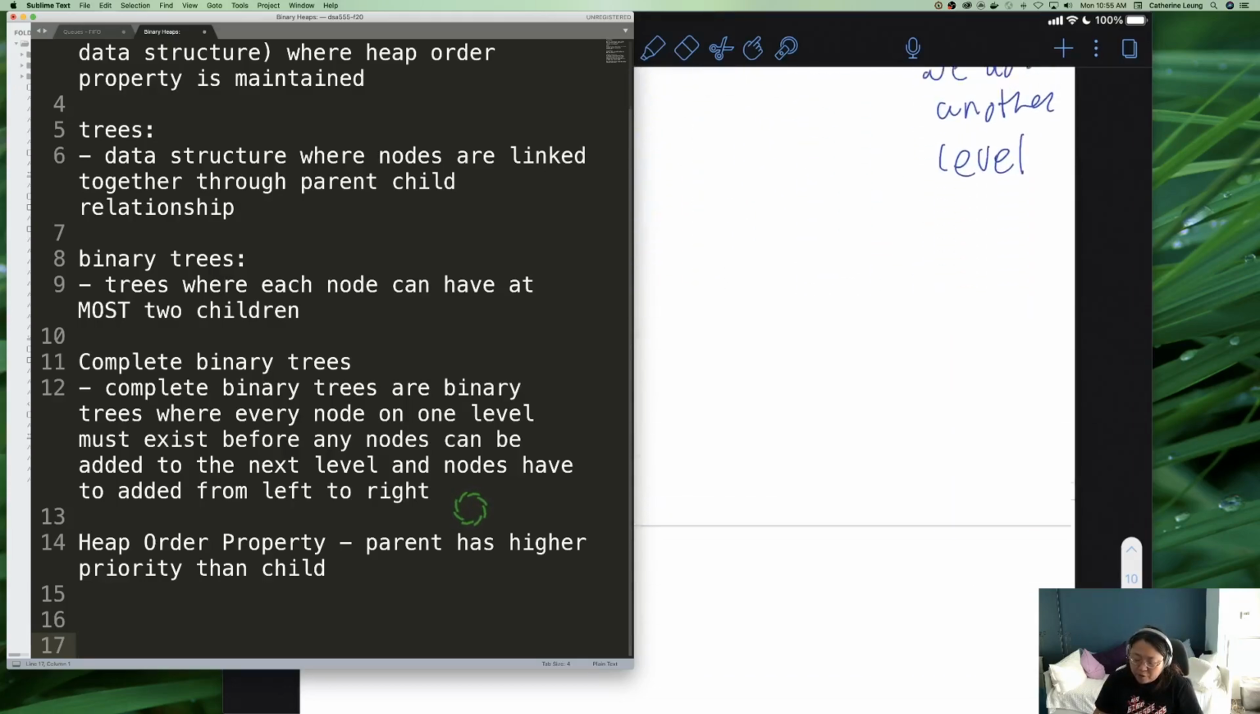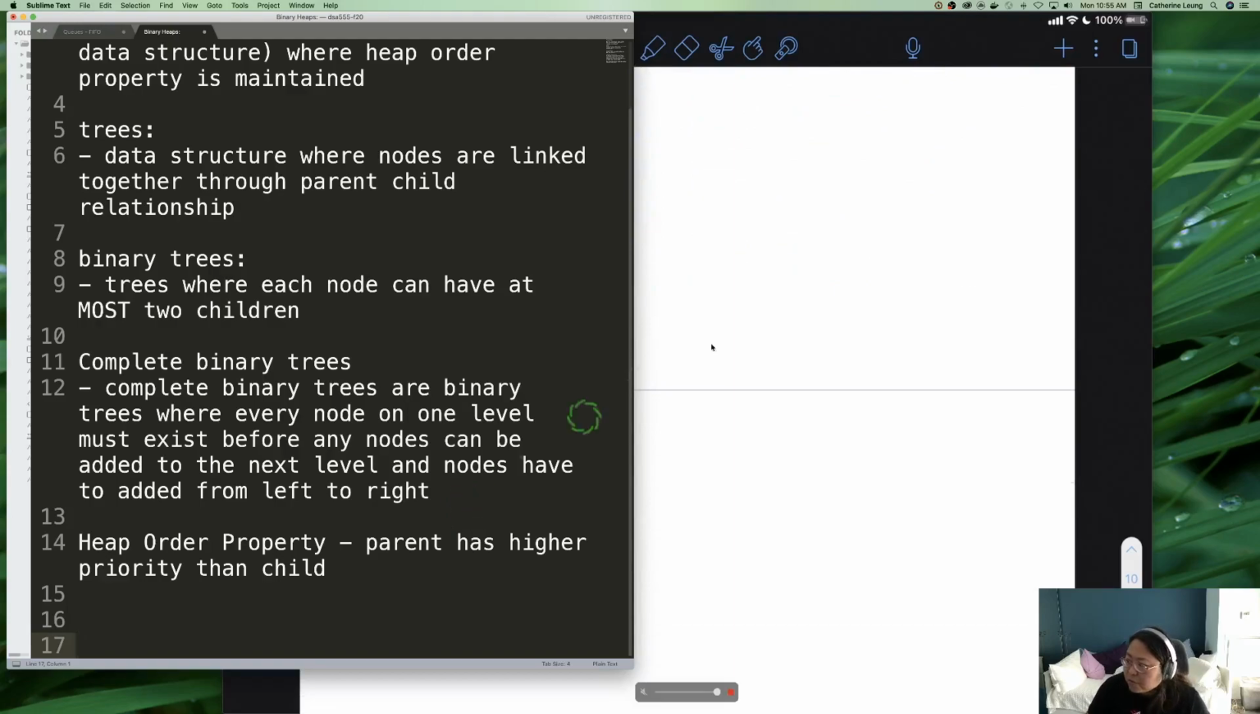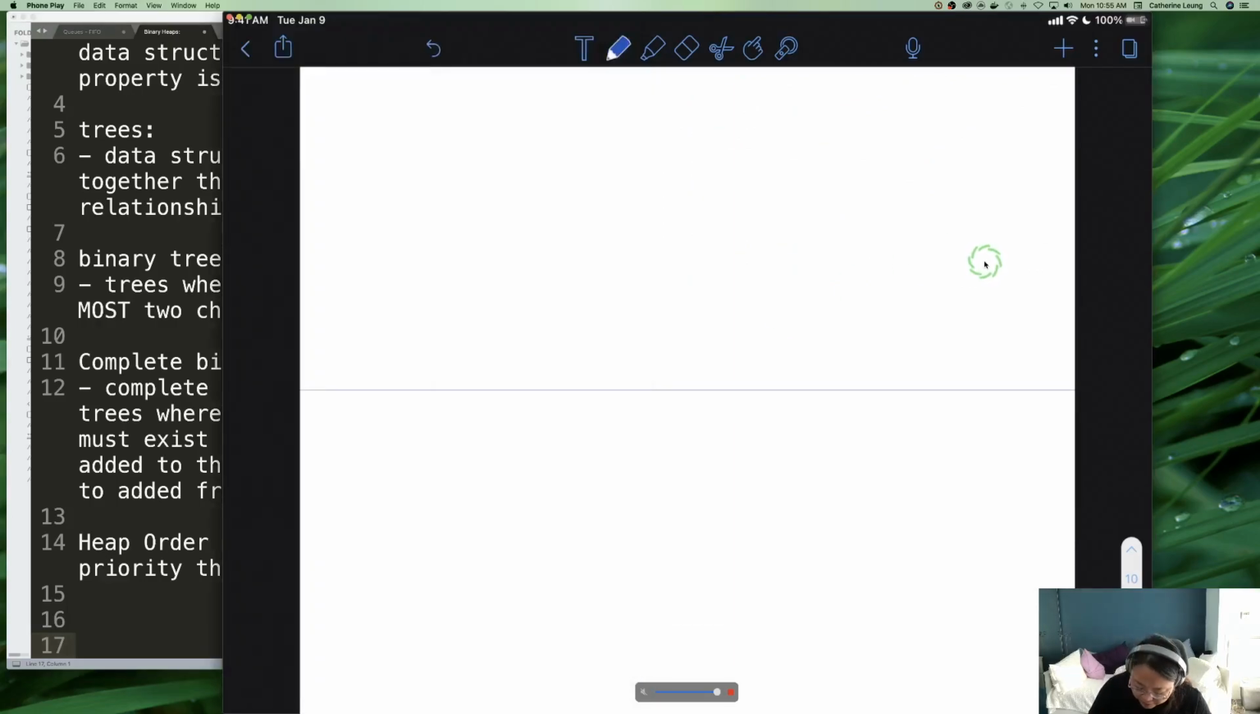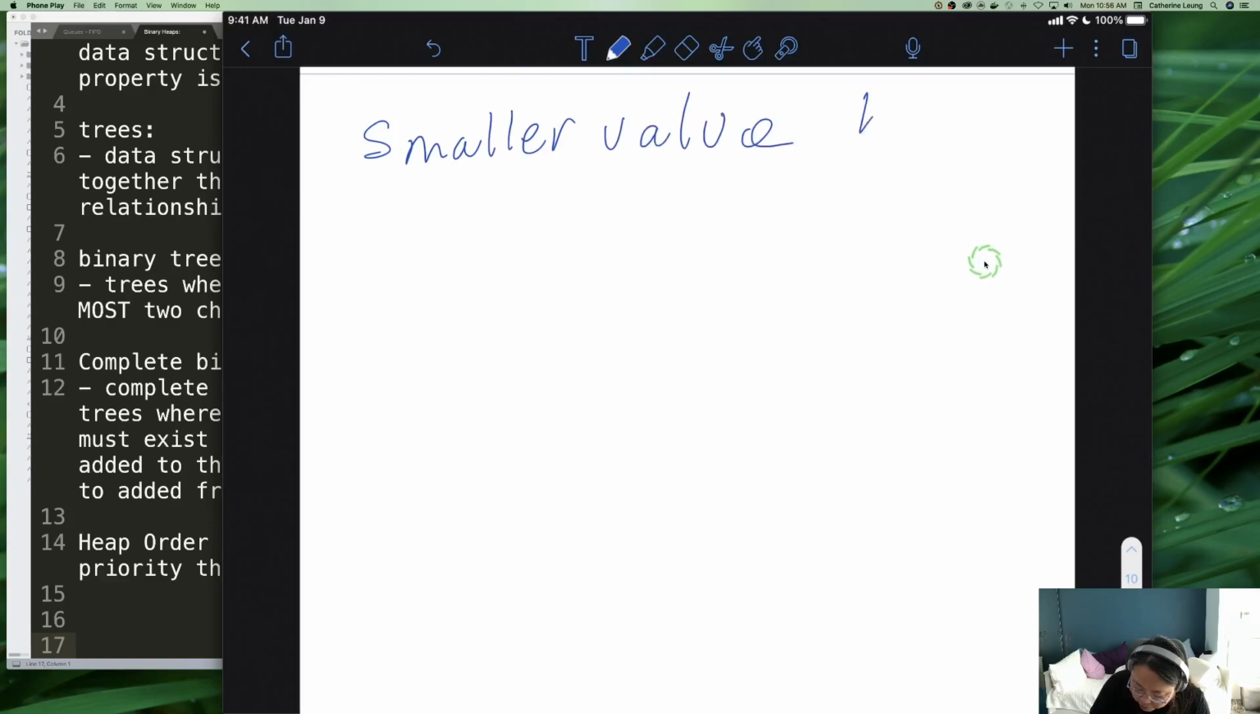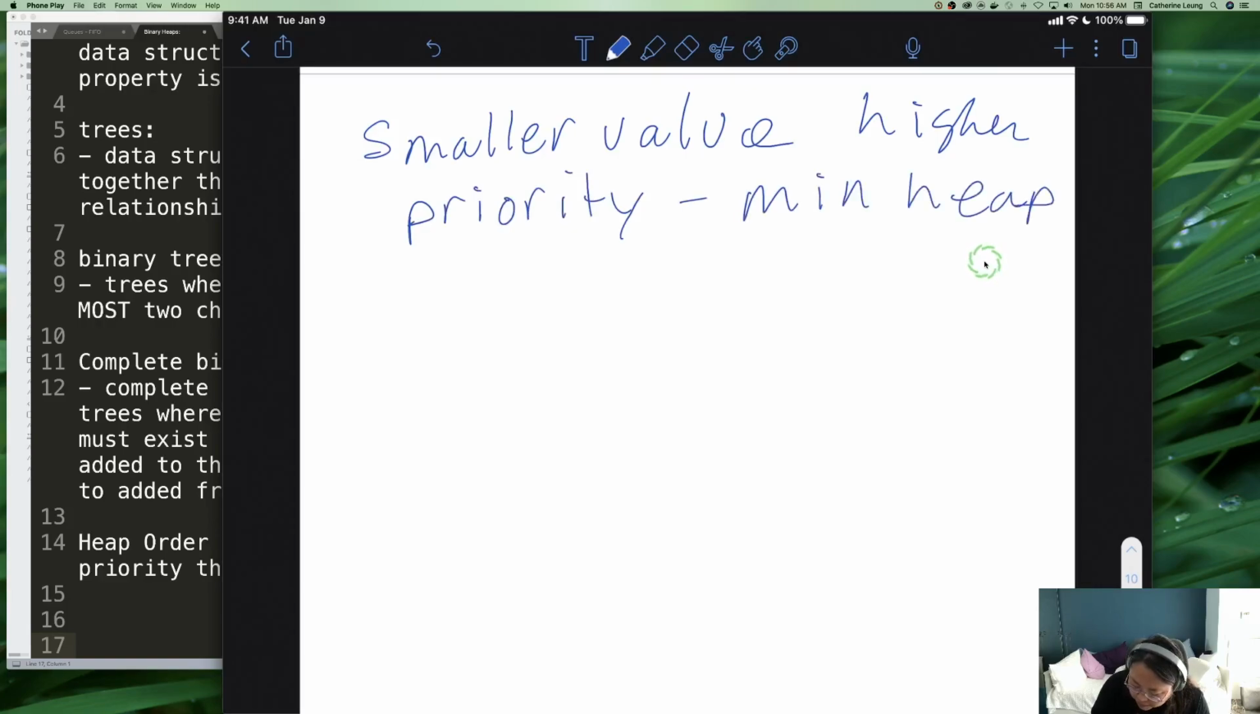Okay, so for example, if I drew a couple of binary heaps here, remember, very quick note, we are using the following: smaller value, higher priority. And this will result in what we call a min heap. So when we talk about min heap, this is what we mean. Smaller is higher priority. That's a min heap.